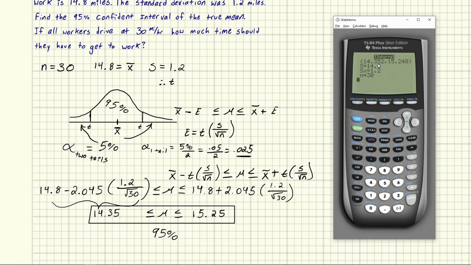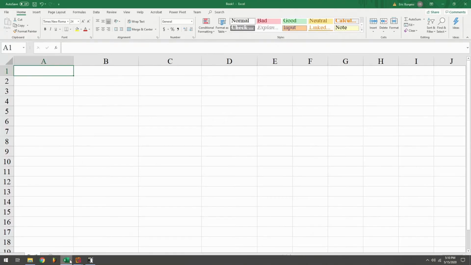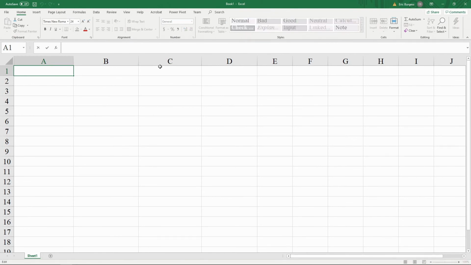So let's go ahead and open up a fresh Excel. So here's Excel. And the first thing we're going to do is name this first thing. We're going to call this the mean. And the mean that we had, what did we have? We had 14.8. The next thing that we have is a lower estimate. We're going to have the true mean in the middle.